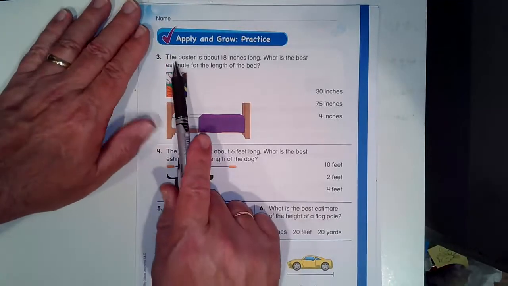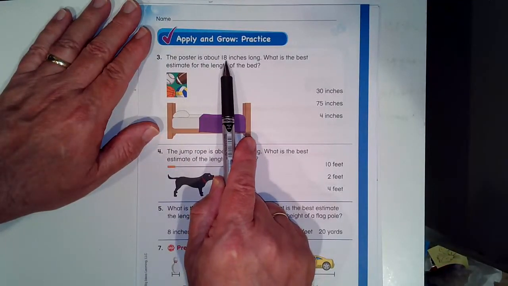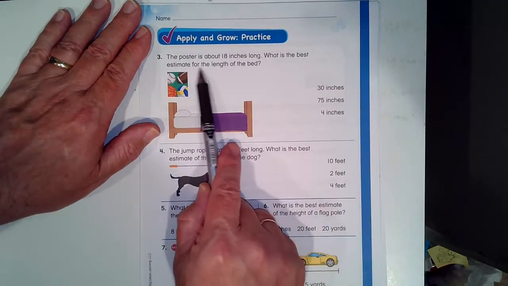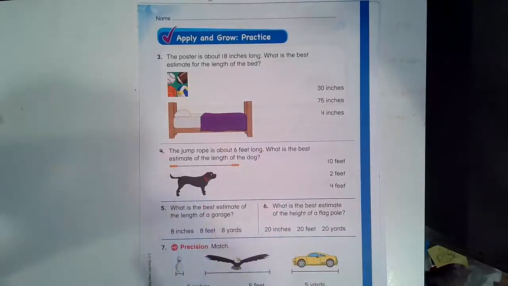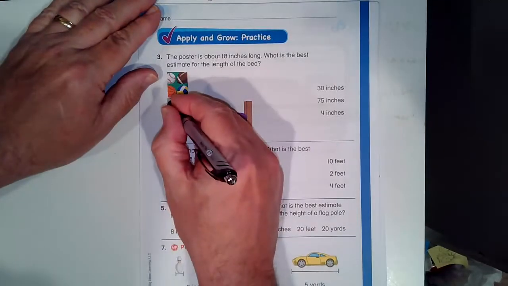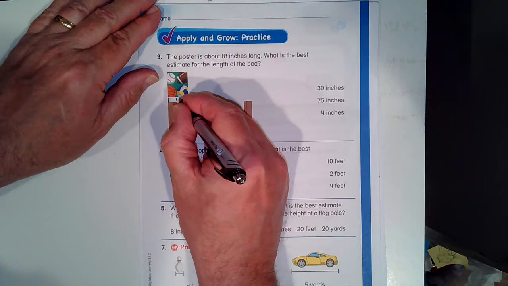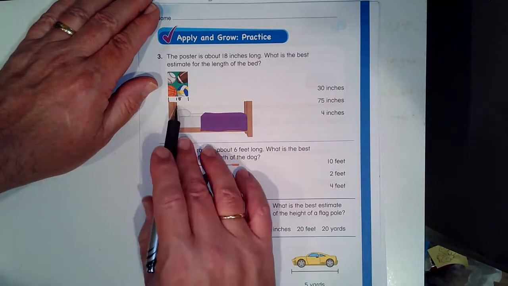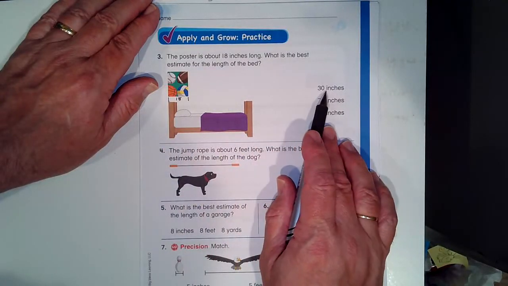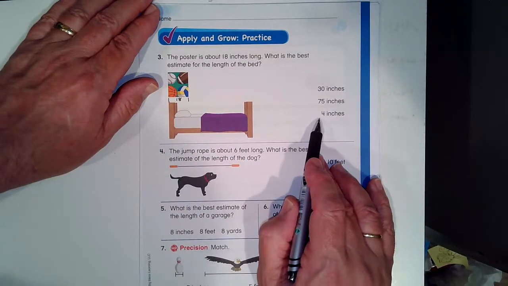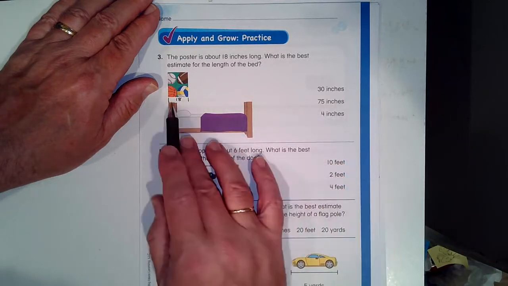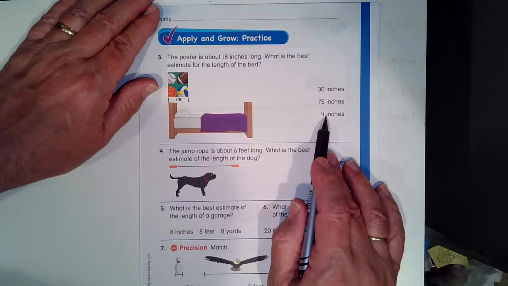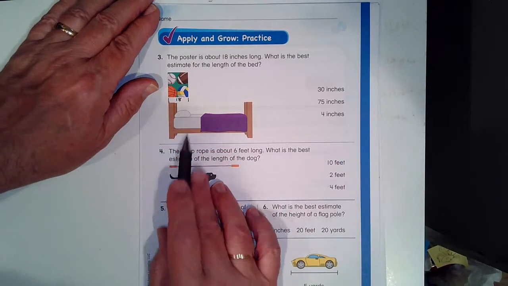It says the poster is about 18 inches long. What is the best estimate for the length of the bed? All right, so here we go. We have this is 18. Now, I can look and say there's 30, 75, and 4. Well, if this is already 18 inches, will the bed be 4?